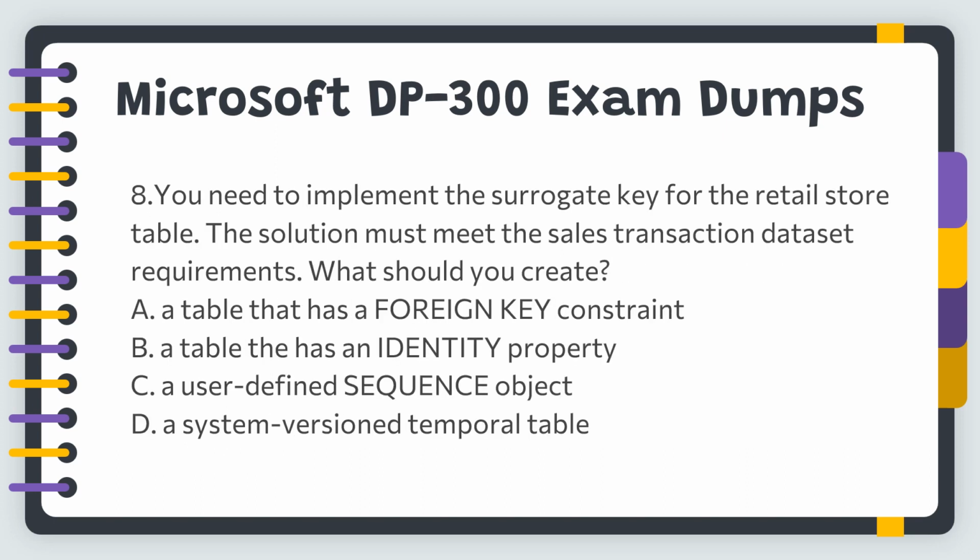8. You need to implement the surrogate key for the retail store table. The solution must meet the sales transaction dataset requirements. What should you create? A. A table that has a foreign key constraint. B. A table that has an identity property. C. A user-defined sequence object. D. A system-versioned temporal table.